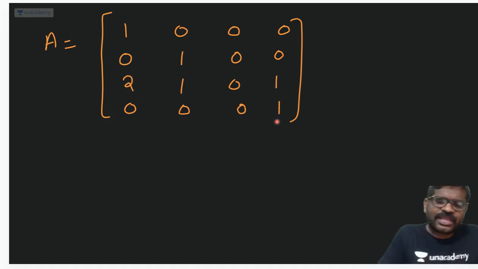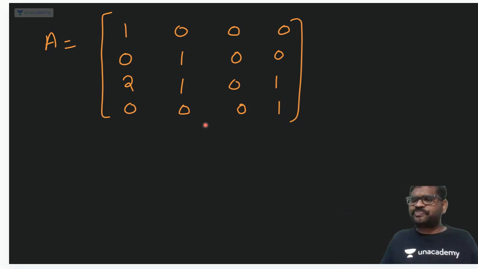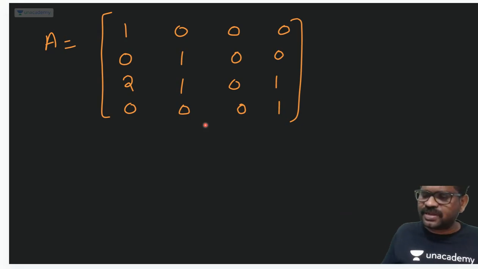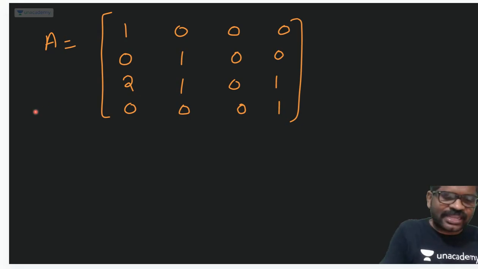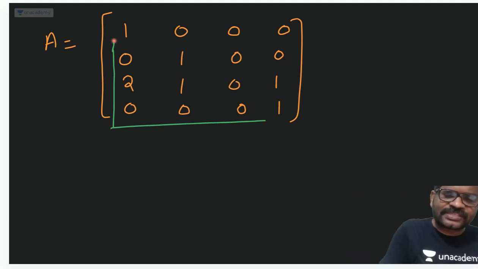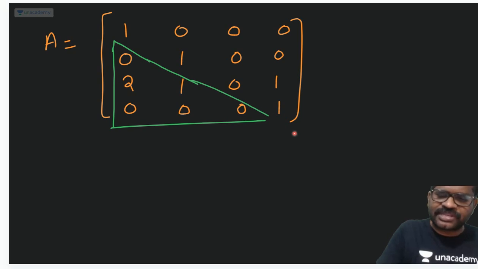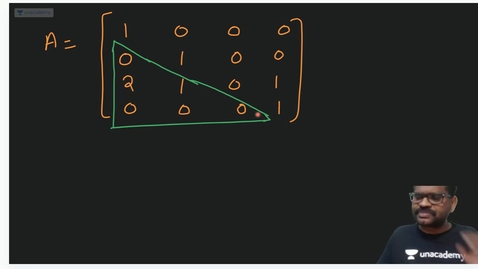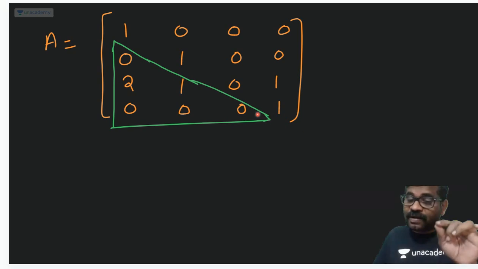Now, first verify whether the first element is 0 or non-zero. Non-zero. That's why start a right angle triangle from the second row onwards. In the second row, it covers one element. Third row, it covers two elements. Fourth row, it covers three elements. Reduce all the elements covered by the right angle triangle to 0. Observe.